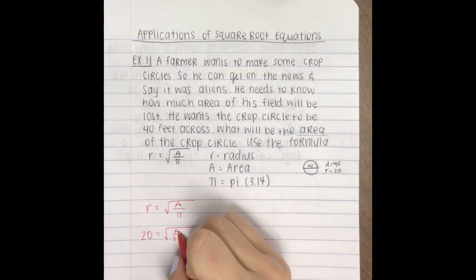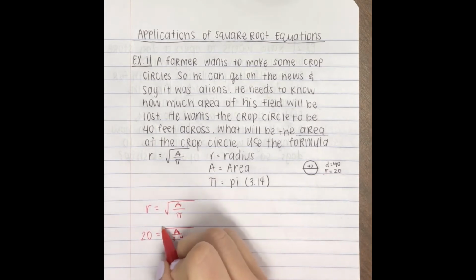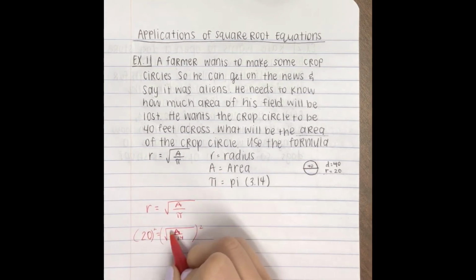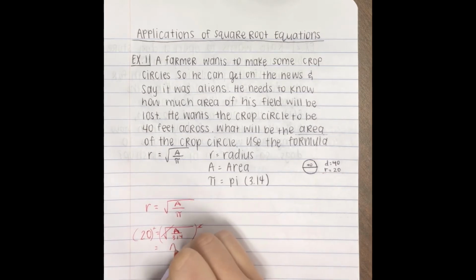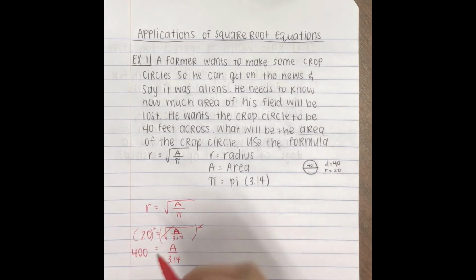I'm trying to find area, that's the variable I want by itself. So I'm going to square both sides, because then my square root cancels out with the square, leaving me area divided by 3.14 equals 20 squared, which is 400. Then we multiply both sides by 3.14.